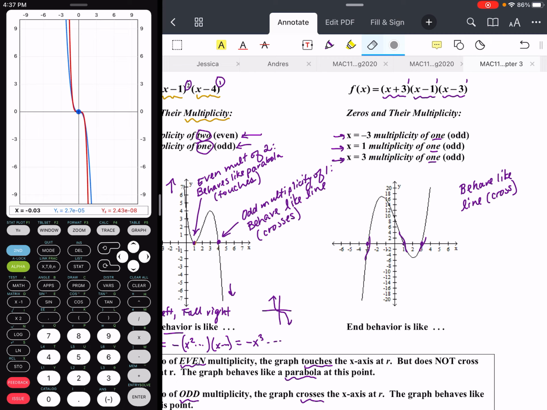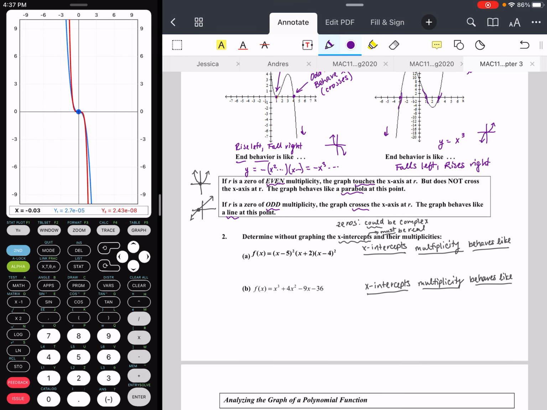And end behavior, if you just look, you can see it appears like it's falling to the left and rising to the right. But let's just confirm that by pretending to distribute out all of this. So we've got x times x times x. This is going to behave like our y equals x cubed function, which falls to the left and rises to the right.